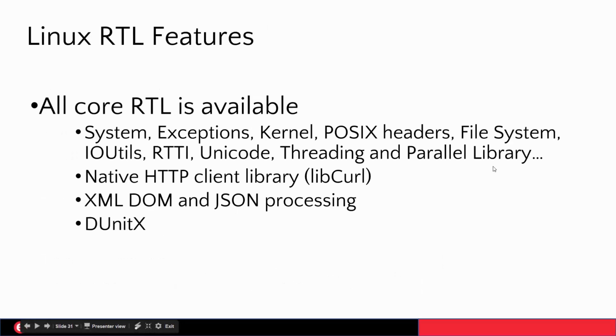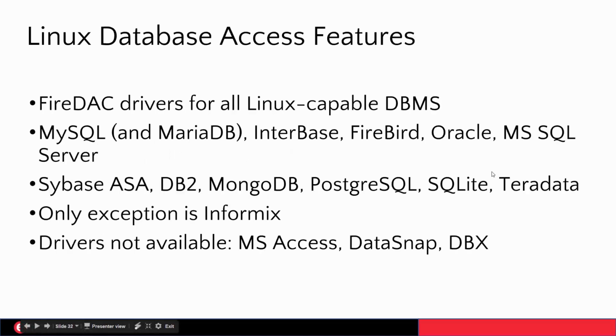Again, as mentioned, we have support for a large number of features of the Delphi runtime library. This is just a very limited list. We have threading and parallel library, access to POSIX headers, file system access, kernel exceptions, input-output utils, the core RTTI. The native HTTP client library is based on a client HTTP technology, specifically libcurl, and the DOM and JSON processing are native. And we also support unit testing on the Linux platform.